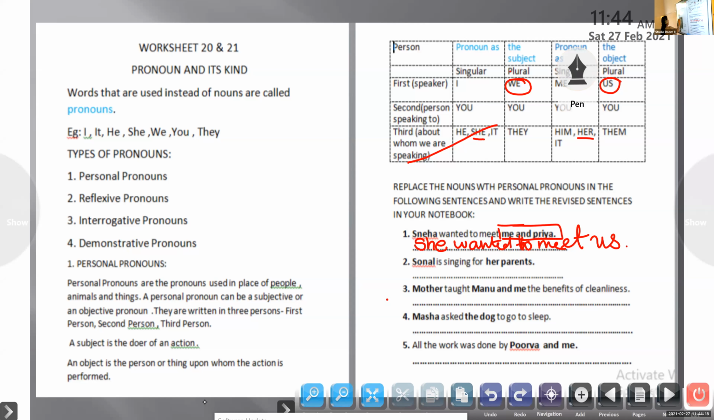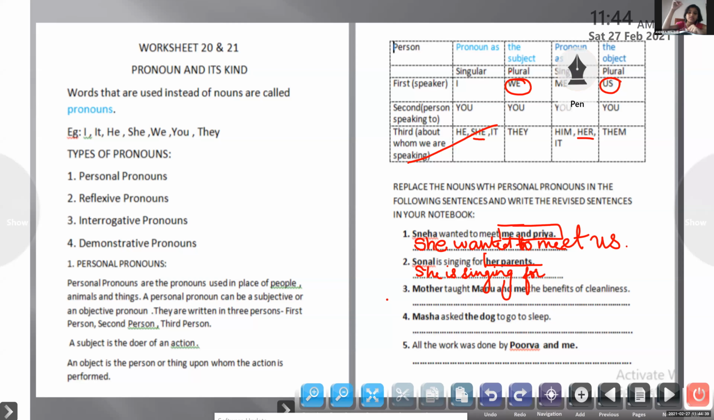Sheza, are you ready? Come on, do the second one. Sonali is singing for her parents. Come on. She is singing for her pets. She is singing for her pets. No, for her parents, what will you do? Her parents. She is singing for.